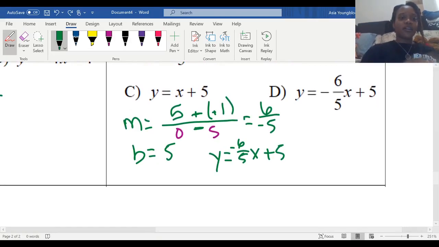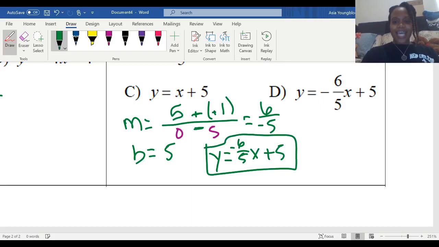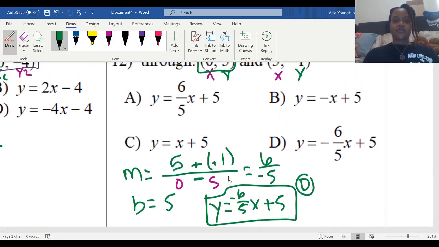Okay. We can see our final answer, as I was saying, is y equals negative 6/5 x plus 5, and that is D. So again, make sure this is written down for number 12.